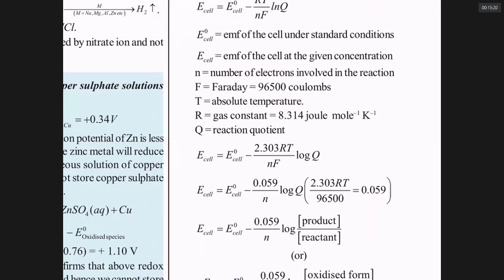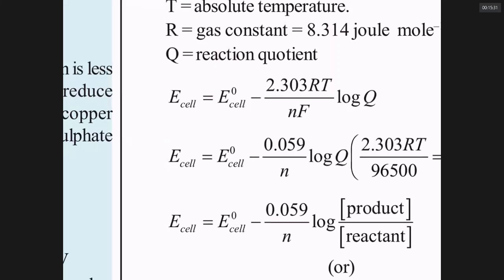Now, sir, if I know the standard cell potential, and I change the conditions of temperature, pressure, and concentration of solution, the cell potential changes. The change in the cell potential is given by a relation: E cell is equal to standard cell potential minus 2.303 RT by nF into log Q. Q means concentration of product ion by reactant ion.